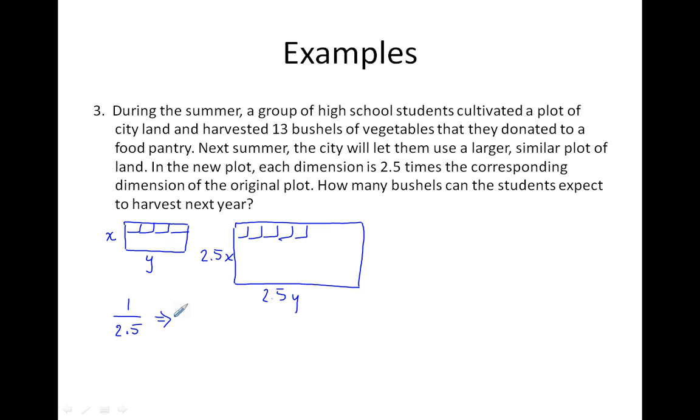So we're going to square each side, so 1 squared is 1, 2.5 squared is 6.25, and we use that to write a proportion. So 1 is to 6.25 as 13, because that was my original yield in the original plot, is to x number of bushels. Cross multiply, I get x equals 81.25. So that tells me that next year the students can expect to have a yield of about 81 bushels. A little more, a little less, but approximately 81 bushels, which is not bad.